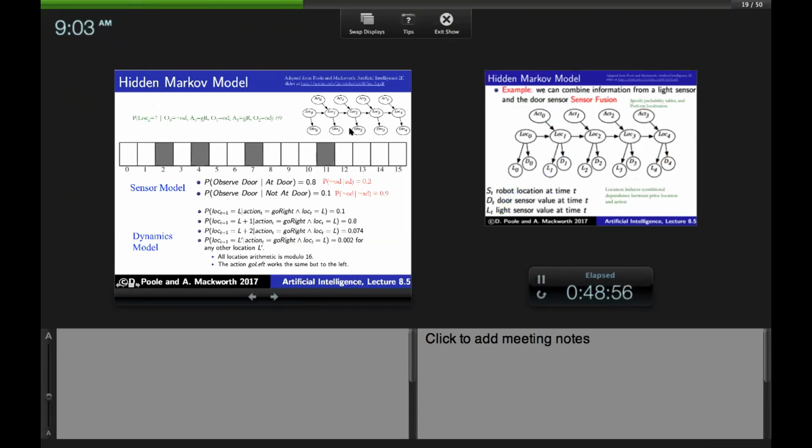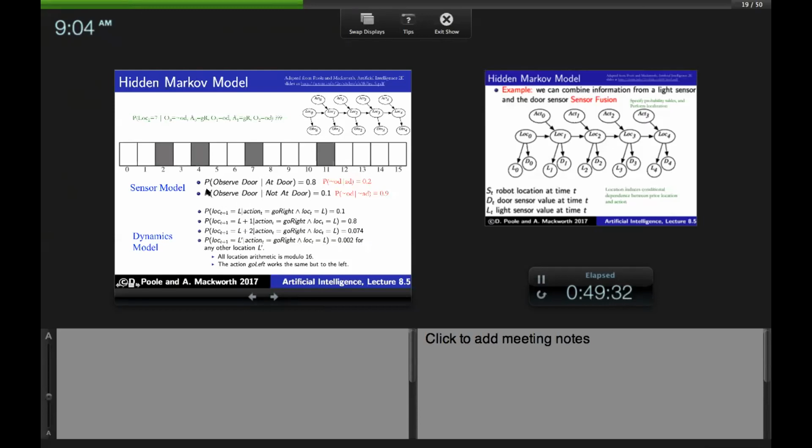And again, you've got to specify all the appropriate probabilities here. The book talks only about probabilities for the sensor models. If the robot is actually at the door, and we're talking about these observation nodes right here, what's the probability that they will observe the door? Let's say it's 0.8. And you can compute from that the probability that they won't observe the door, given that they're at the door.